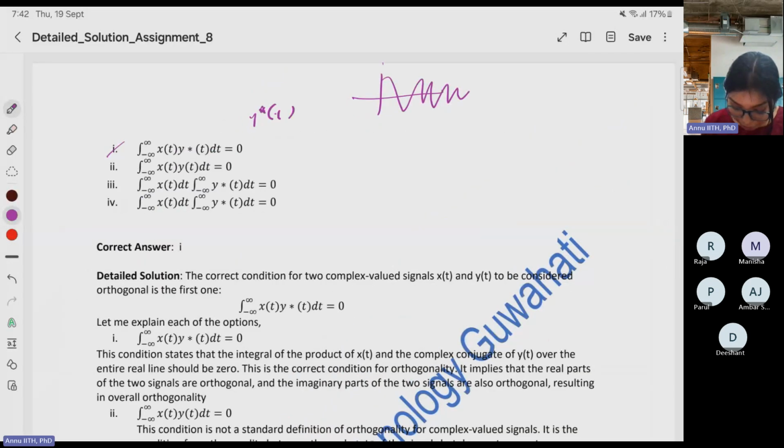And I hope you understood some parts of the analysis. Thank you so much for joining. So Amber, Deshant, Manisha, Parul, and Raja were continuing till here. If you have any doubt, you can let me know so that we can have a discussion. So Amber, yeah, tell me.